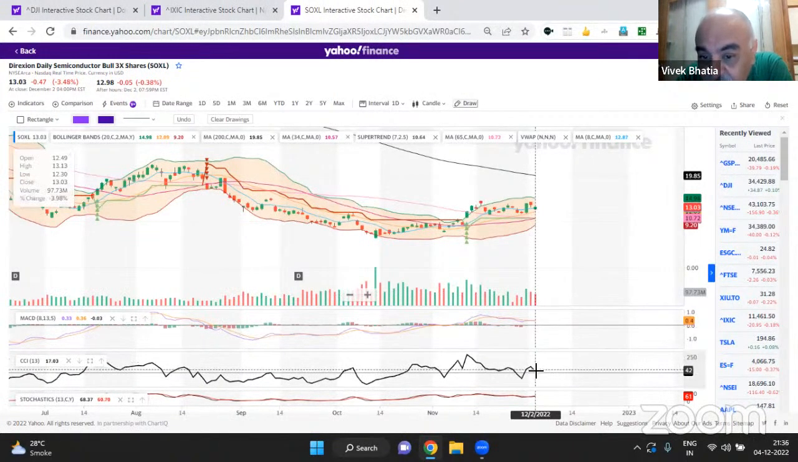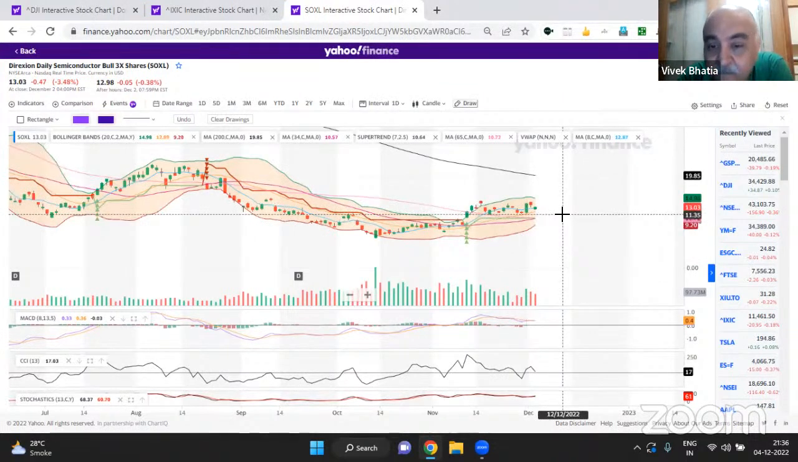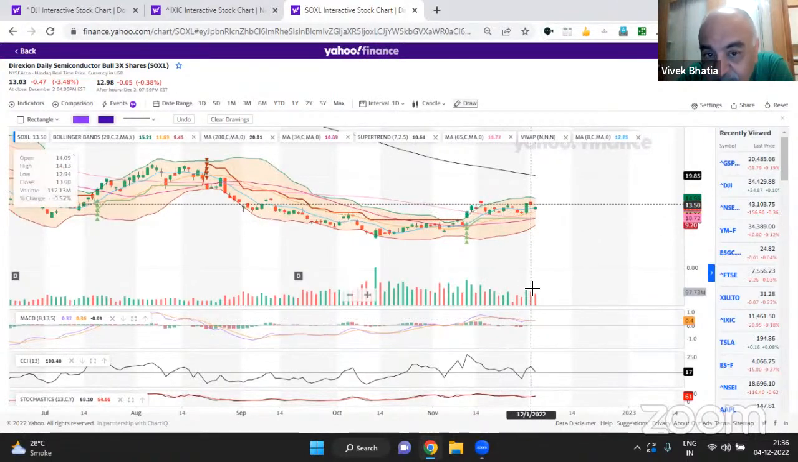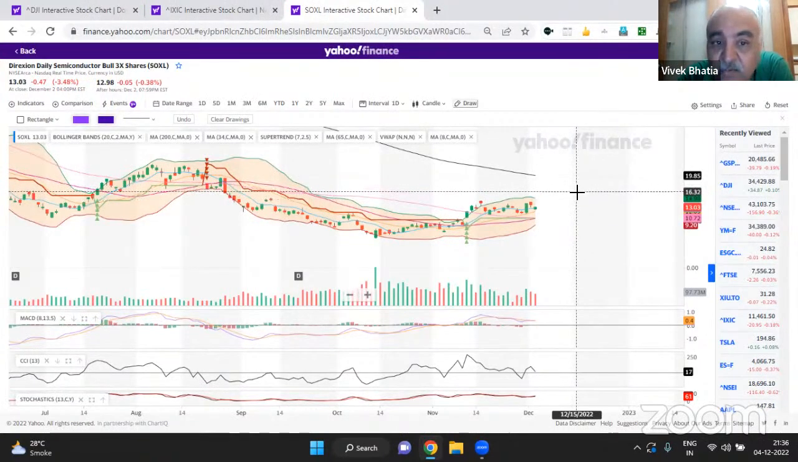CCI has turned down, almost touching zero at 17. Stochastic is positive, but the buying levels are 1150, 1130 here. And you have selling candles there. But the minute this gets broken out of the box at 1450, it will give you a fresh impetus towards 1650 here.